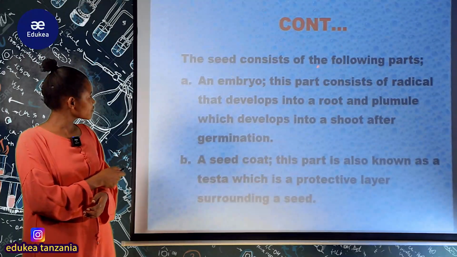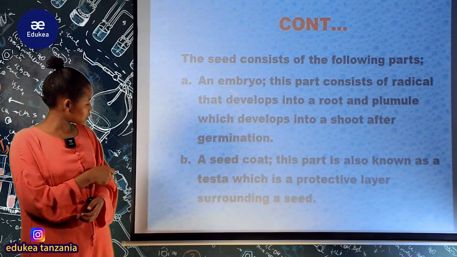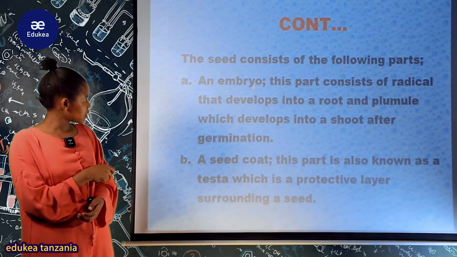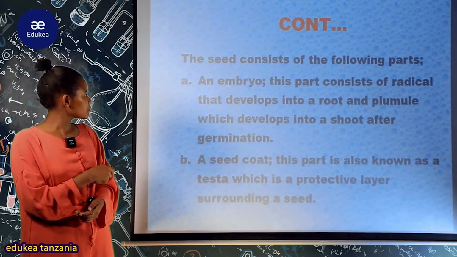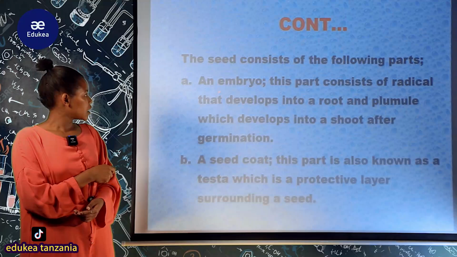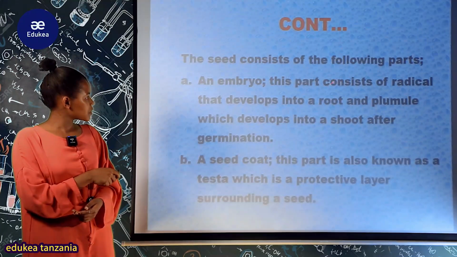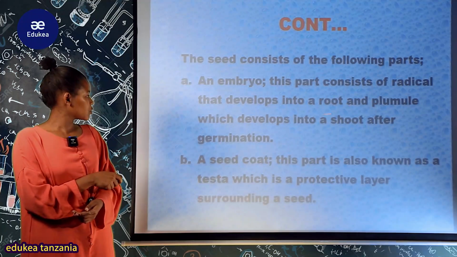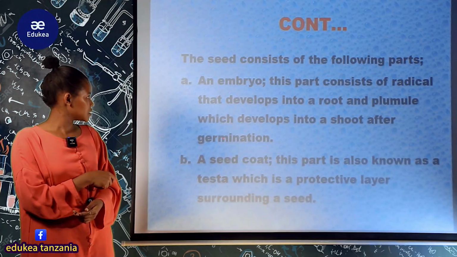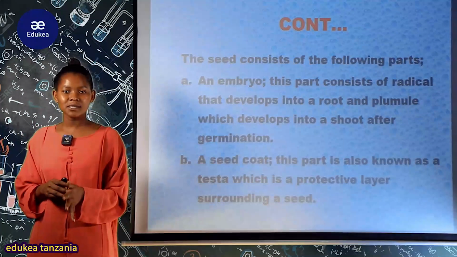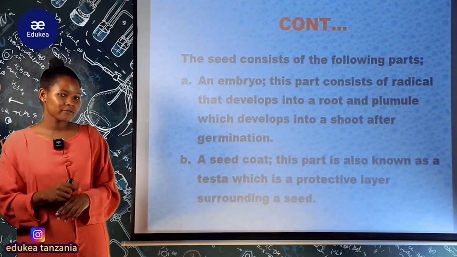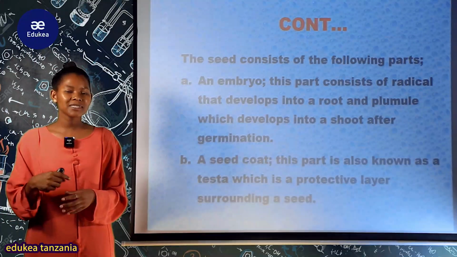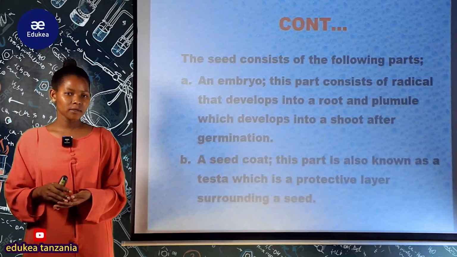The seed consists of the following parts. Before we get deep in our session, you have to know what makes up the seed. The first one is an embryo. An embryo consists of a radicle that develops into a root and a plumule which develops into a shoot after germination. As we look at the parts of the seed, my dear students, we are looking at the seed that we will plant later to bring a flowering plant. What does it possess? The first one we have seen is the embryo.